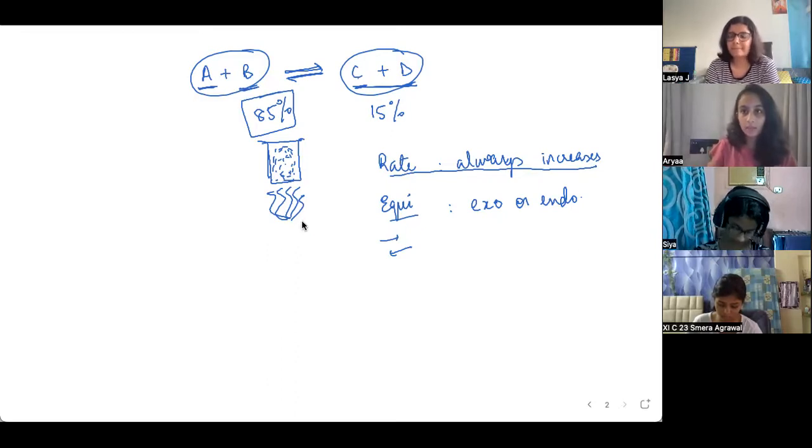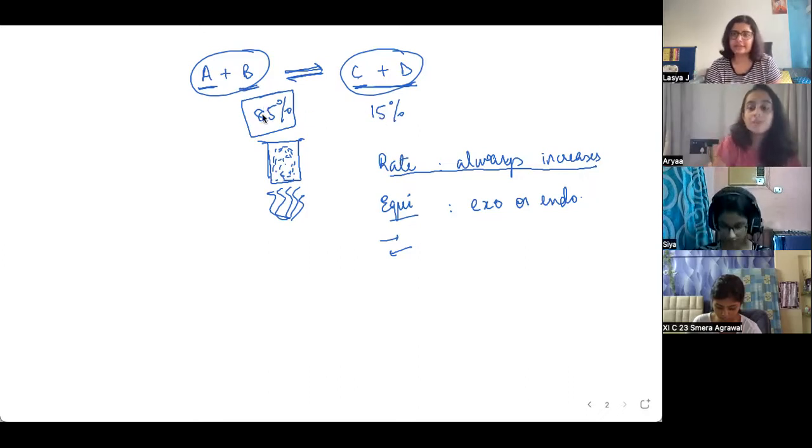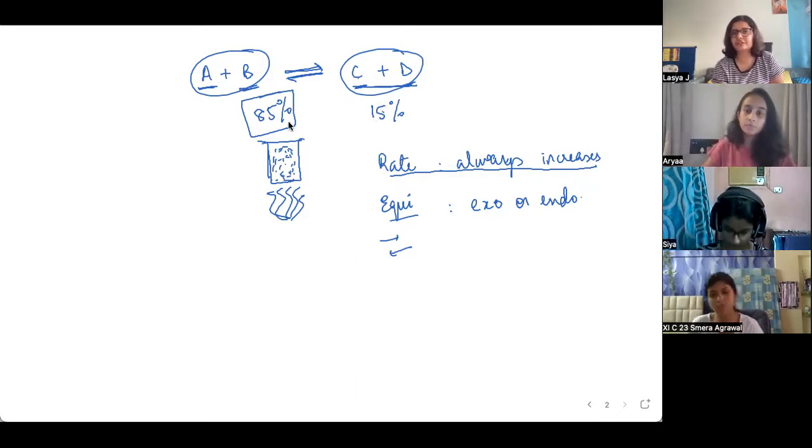Yeah. But the only case where, like Sia said, exothermic or endothermic, in that case we're talking with respect to whether more product is formed or less product is formed, basically. Absolutely correct. Equilibrium will only tell you the relative concentration of the reactants and products. Correct.